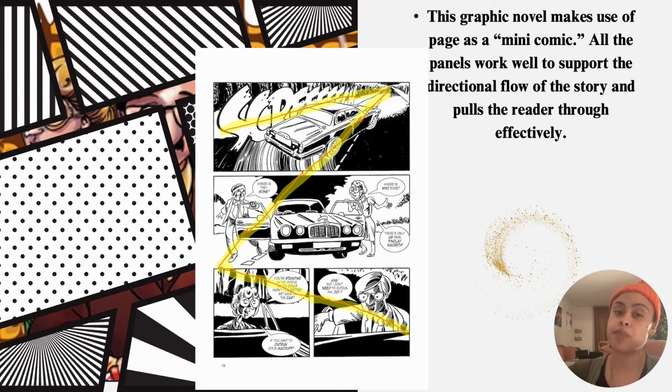This graphic novel makes use of page as a mini comic effectively. All the panels work well to support the directional flow of the story and pull the reader through effectively. As you can see here in this comic, and I pulled this comic directly from the graphic novel, the focal point is here, but it makes a Z pattern. So it starts here. We as a reader, our eyes naturally follow the lead to the focal point. We go this way, and then we come down this way, and then we go this way. Thus, this design supports the directional flow of the story. It pulls the reader in, and they know instinctively how to read the comic pages.